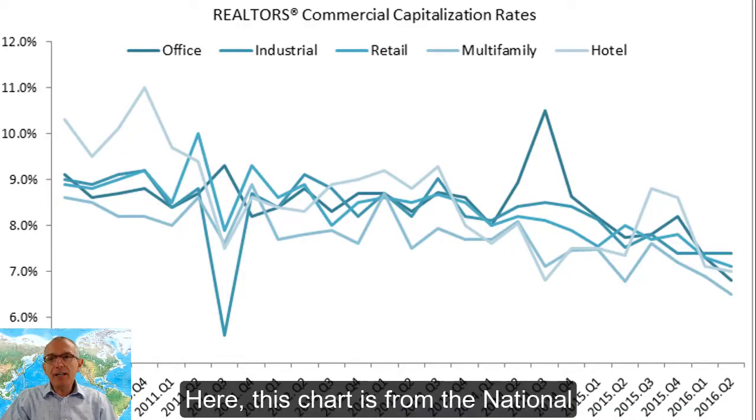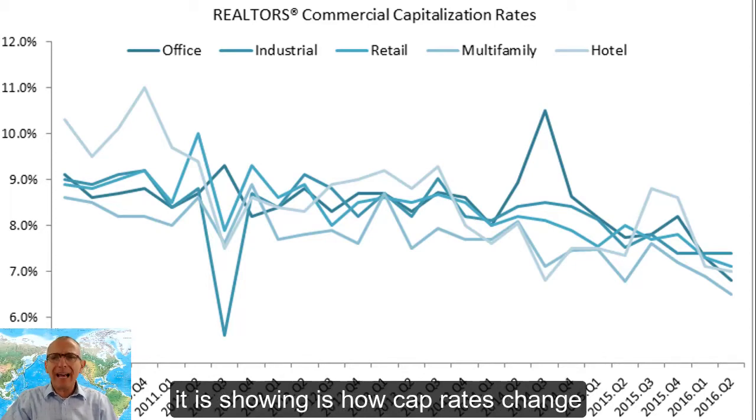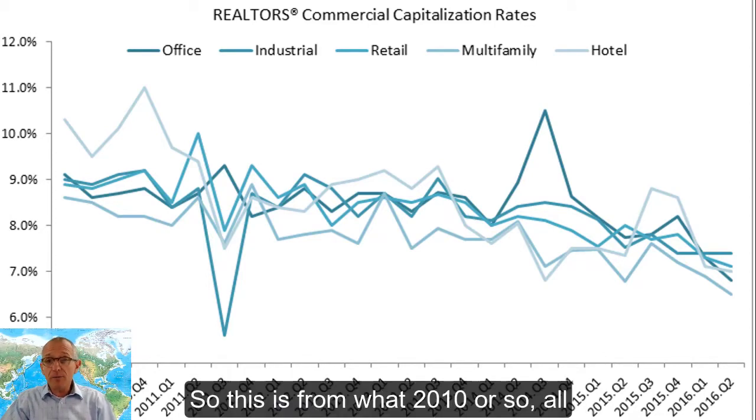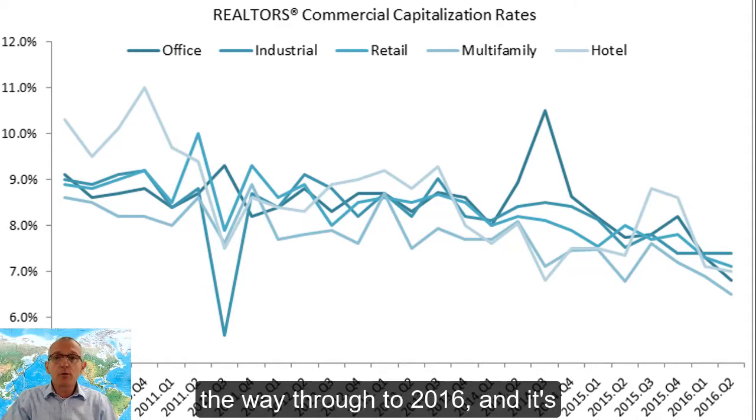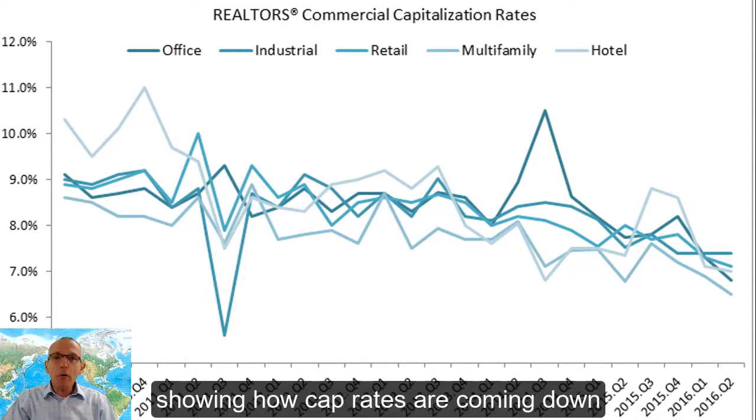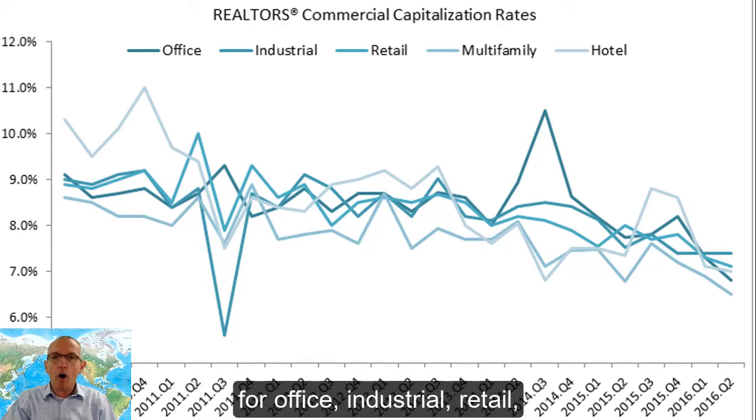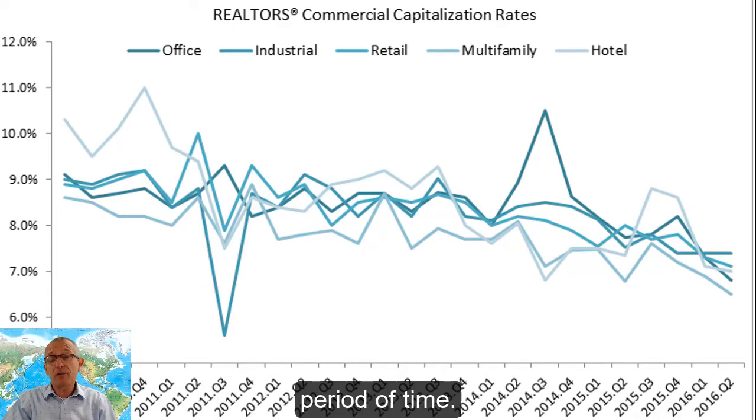So let me show you this chart. Here, this chart is from the National Association of Realtors, and what it's showing is how cap rates change over time. So this is from 2010 or so, all the way through to 2016, and it's showing how cap rates are coming down for office, industrial, retail, multifamily, and hotel during this period of time.